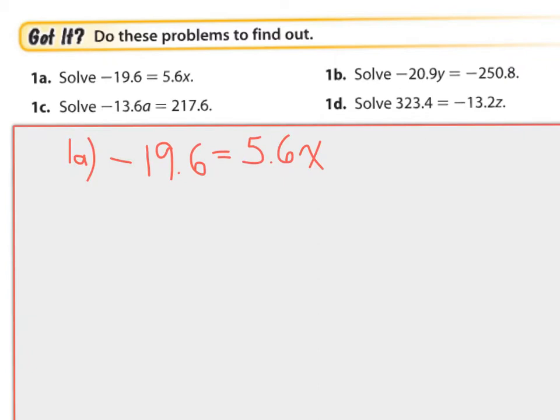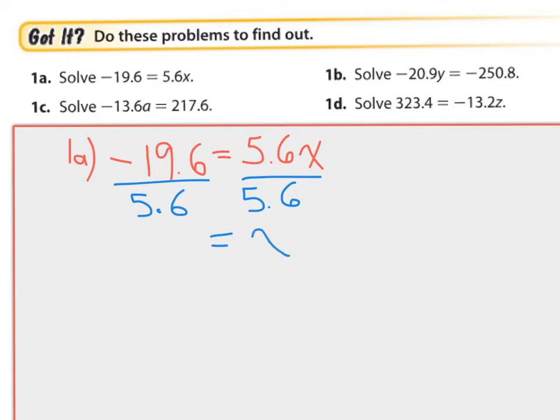Okay, I hope you paused the video and you are ready to check your answer. Here is question 1A. We see that we have negative 19.6 equals 5.6x. Over here, we are multiplying 5.6 times x. Because we're multiplying, we need to use the opposite operation, which is division, and we have to apply the division property of equality, which means whatever we do to one side, we must do to the other side. So in order to isolate x, I need to divide by 5.6, and on this side, I also must divide by 5.6.